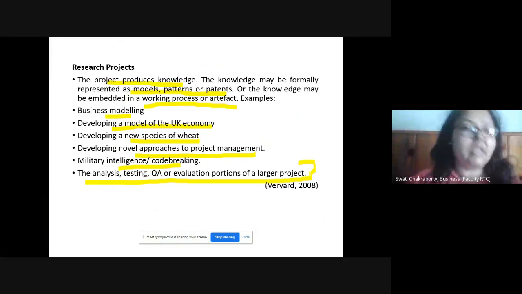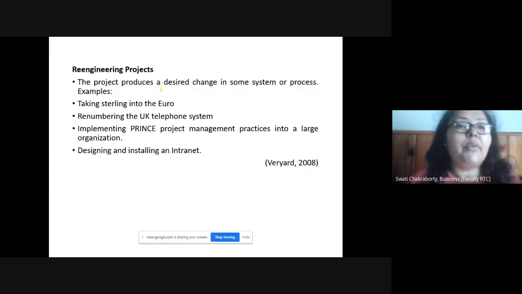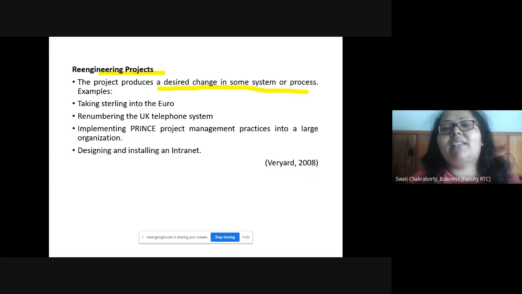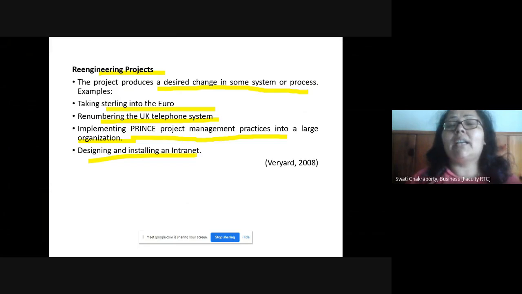Re-engineering projects. Re-engineering, we know, is when you do away with the old techniques and come up with something new. So the main thing in these projects is to bring about a change in the existing system or process. Say, taking sterling into the euro, restructuring the UK telephone system, implementing PRINCE project management practices into a large organization, or designing and installing an intranet.